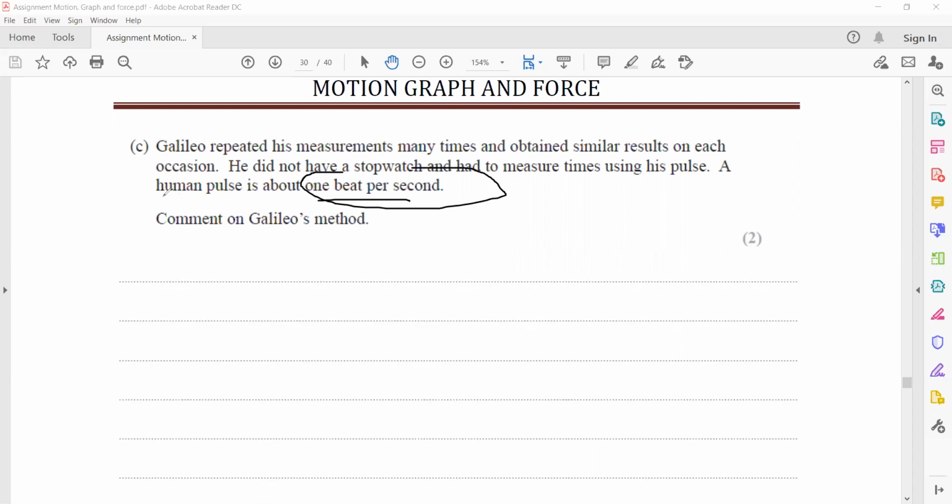And the second thing, he's using a human pulse, so maybe the pulses are not the same. There is variation in the pulse from one day to another. For example, if one day his heart is beating at a higher rate, he got 10 pulses, so he will consider 10 seconds. Another day, the same 10 pulses take a longer time, but he also thinks that is 10 seconds.